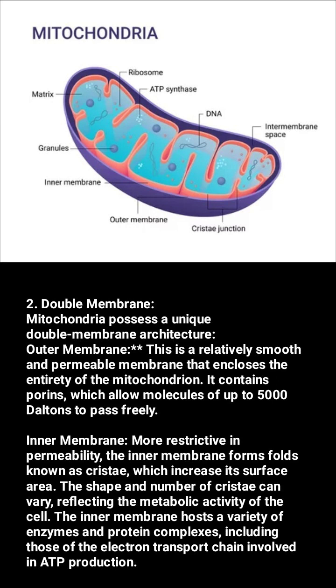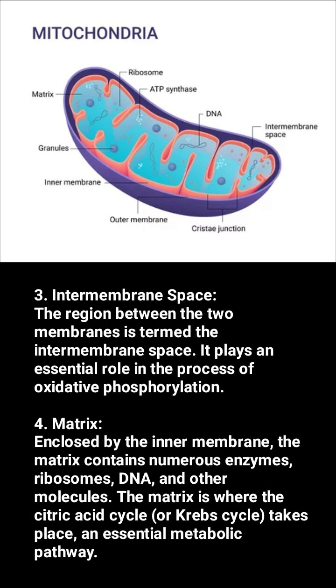Inner membrane: more restrictive in permeability, the inner membrane forms folds known as cristae, which increase its surface area. The shape and number of cristae can vary, reflecting the metabolic activity of the cell. The inner membrane hosts a variety of enzymes and protein complexes, including those of the electron transport chain involved in ATP production.